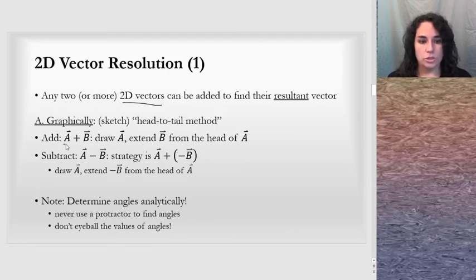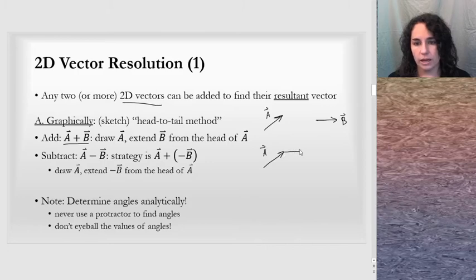I'm going to take two vectors, A and B, and add them together. And what that means, I'm going to draw A, and then I'm going to extend B from the head of A. So let's say I have two different vectors. Here's A, and here's B. If I want to take A plus B, it says extend A, and then take B, extend B from the head of A. So here's the head of A, and I will put B on there. And notice that's why we call this the head to tail method. We don't do head to head or tail to tail. We do head to tail.